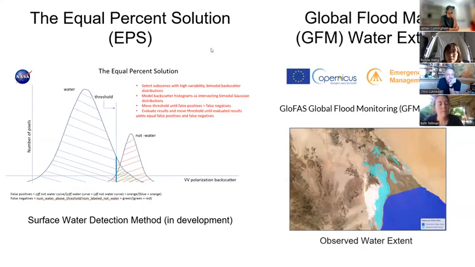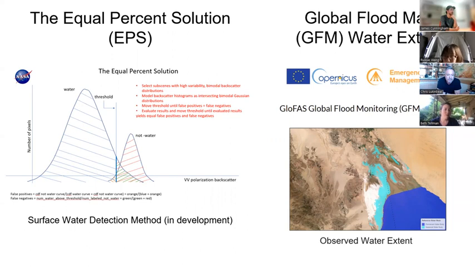So we use our current dataset to test two existing water detection methods. One is the Ecosystem Percentile Solution, which we call EPS, made by Dr. Policelli from NASA. This method is still in development, so if you have some questions, you can email Dr. Policelli and contact him. I will provide his email address on the last page.